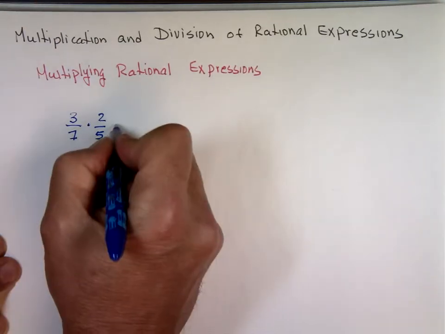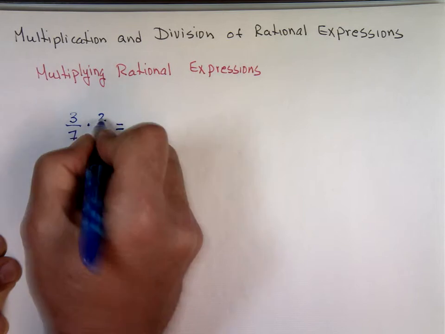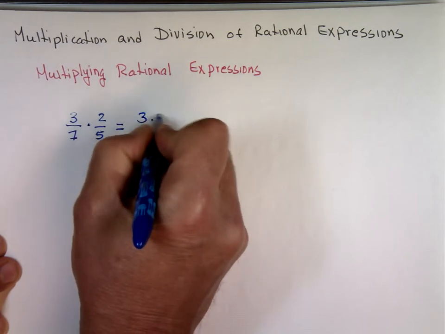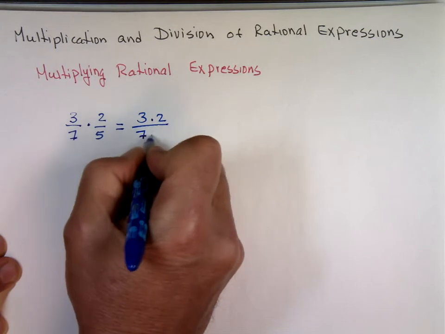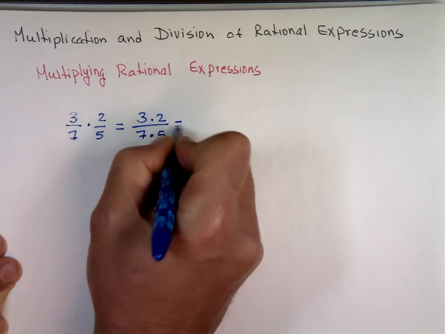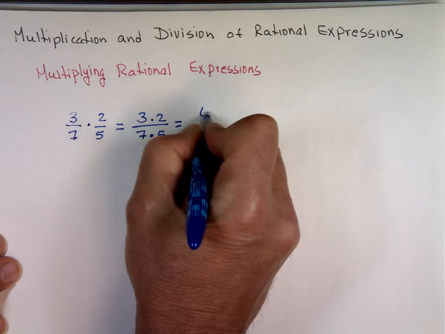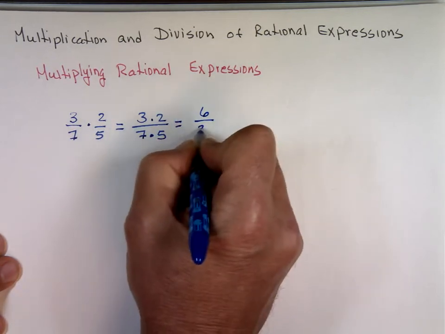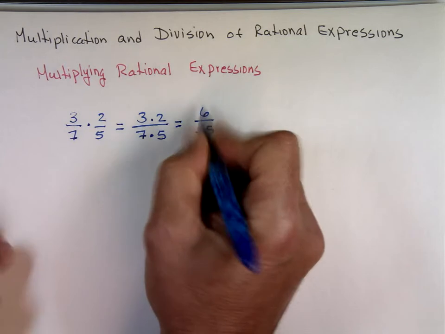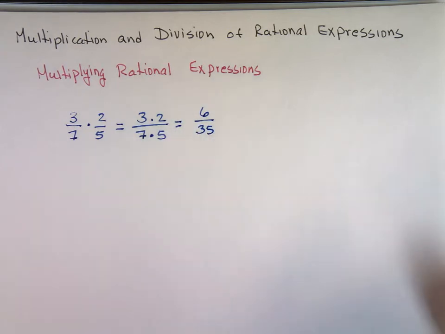Well, when you multiply fractions, you multiply the top times the top over the bottom times the bottom. 3 times 2, which is 6. 7 times 5, which is 35. And you see if you can simplify your answer. In this case, we can't. So I'm done with this.